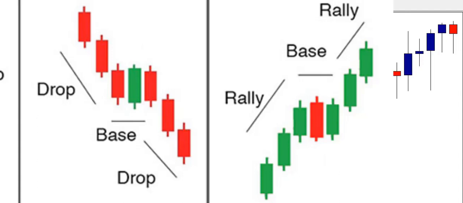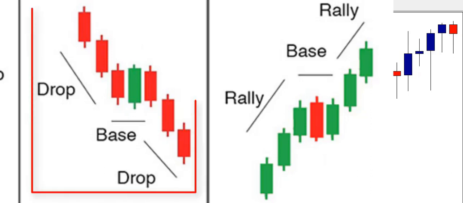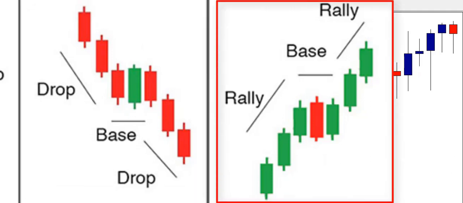Hi everyone, in this course we are going to learn how to identify supply and demand. To be able to identify supply and demand on your charts, you have to know that there are two types of supply and demand. The first type of supply and demand zone is the DropBaseDrop patterns, as you can see here, or the RallyBaseRally patterns, as you can see here.